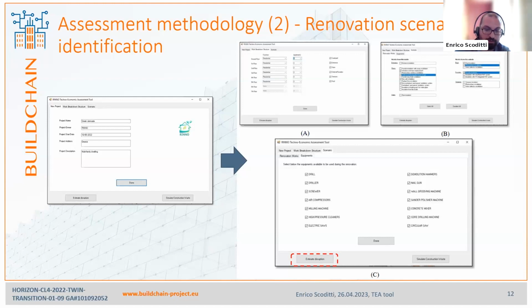The first graphical user interface allows users to select the areas that will be renovated, as well as inputting data related to the number of apartments existing at each level to be renovated. The second graphical user interface enables users to define their scenarios by selecting renovation activities to be performed for each area. The third graphical user interface provides a list of renovation equipment so the user can select some of them to be used for renovation activities.